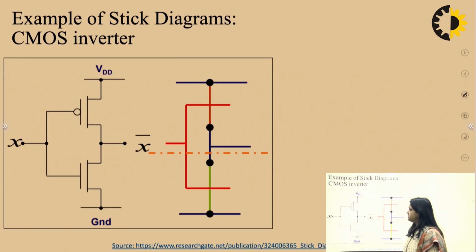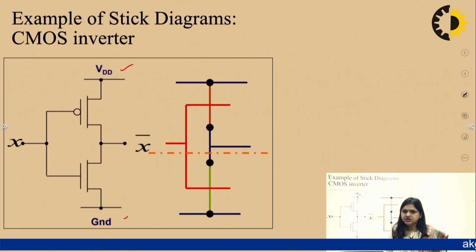Now just see the example of how we can design a stick diagram of any circuit. So in this slide, I drew the stick diagram of a CMOS inverter. There is one PMOS and one NMOS, one input, one output, one supply, one ground. So first of all, just make two lines to represent VDD and ground. We have seen that they can be represented by power rail horizontal lines. Supply and ground are represented by metal, which is blue color. So this is VDD and this is ground.